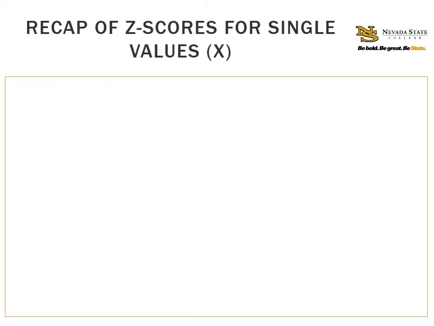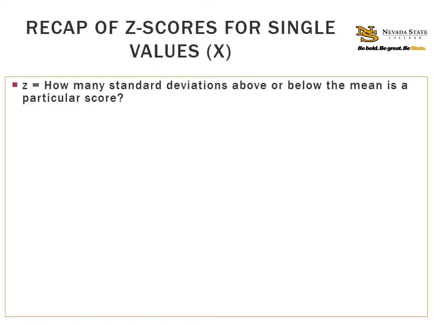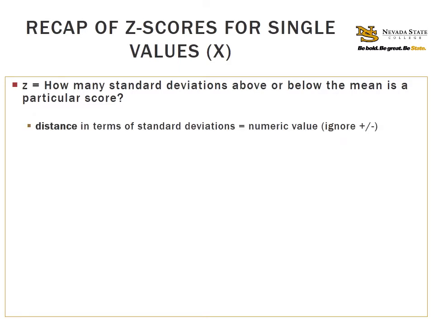So before we jump into the z-scores for sample means, let's do a recap of the z-scores for single values that you've already seen. So remember, z tells you how many standard deviations above or below the mean a particular score is. So you're comparing the actual difference between your score and the mean to the standard deviation, or the typical difference among all scores and the mean. So again, it tells you the distance in terms of standard deviations, and that distance is told to you by the actual numeric value. Again, you ignore positives and negatives, you just look at the absolute value.